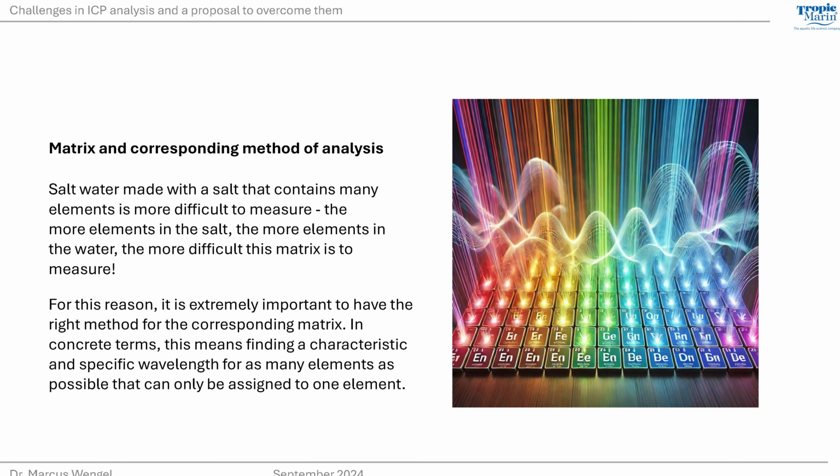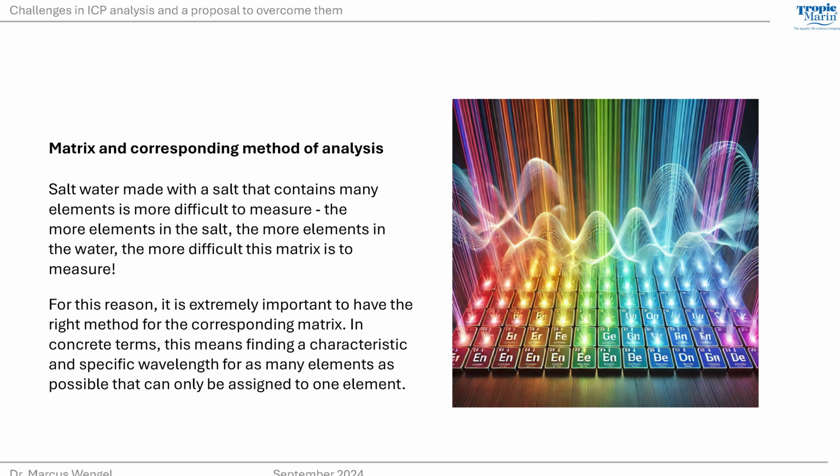So this matrix and the corresponding method of analysis is the most important thing. So everybody who's doing ICP has to develop its method, how to measure it. Which wavelengths do I use for which element? Let's go back to iron or manganese. You can say you can measure manganese at a wavelength of 143, 145, or 155. Which one do you think is characteristic in your water, in your matrix? And every tank has a different matrix. So you have to find the right method.